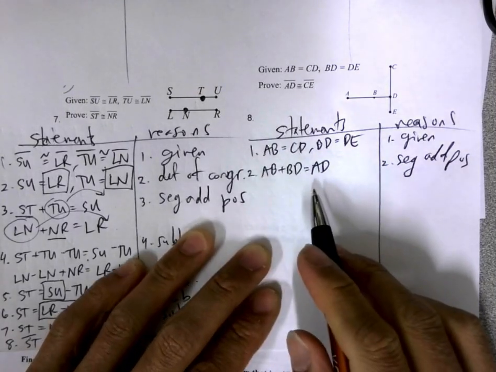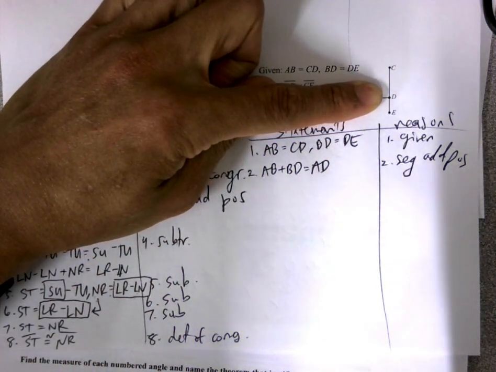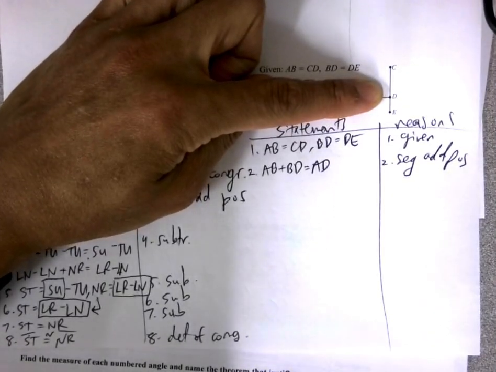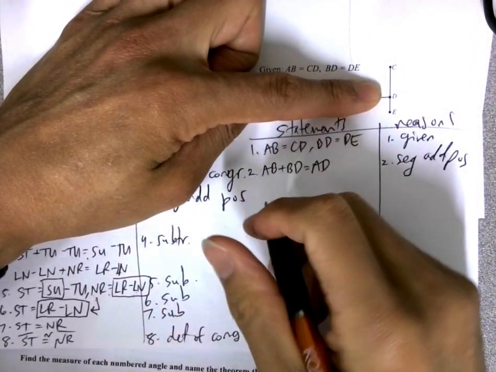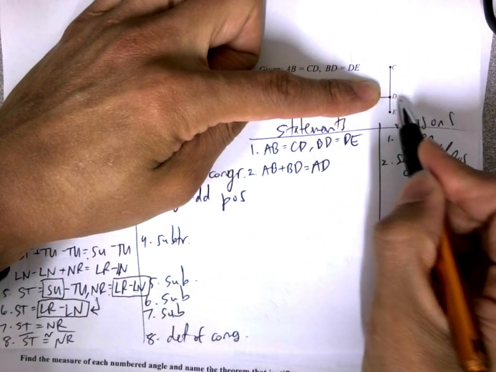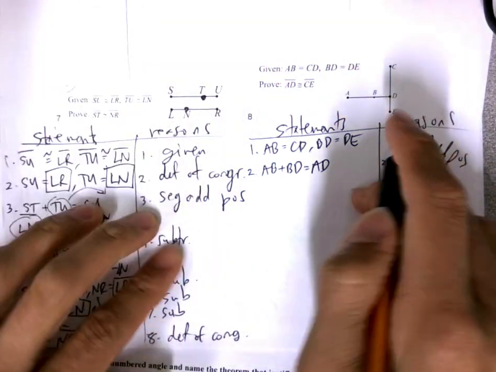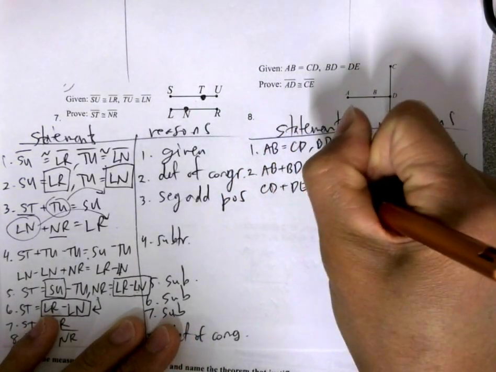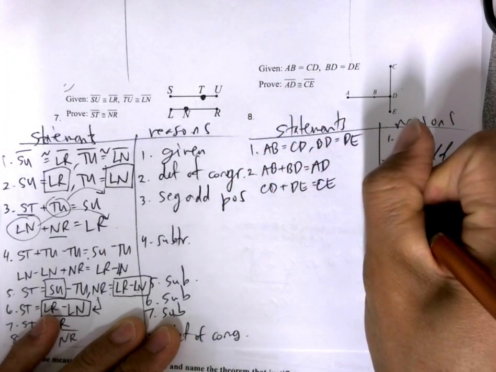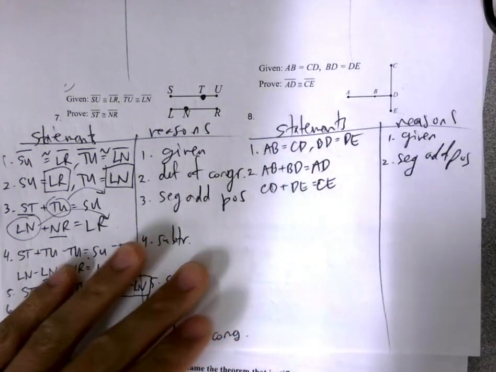Okay, so now we're looking at those 3 points on the figure, right? We've got C, D, and E. So we're going to go ahead and apply seg add pos again to create another equation. So namely, it's going to be CD plus DE is equal to CE, right? First part plus the second part equals the whole part. So it's going to be measure CD plus measure DE is equal to measure CE. And so I'm going to combine that with my step 2, seg add pos, same reason.